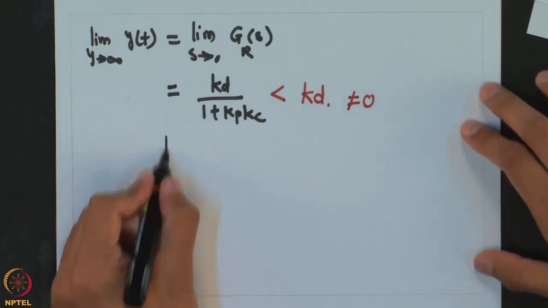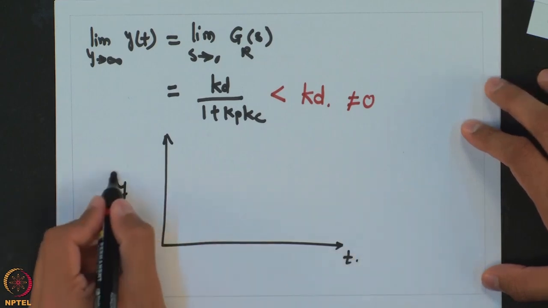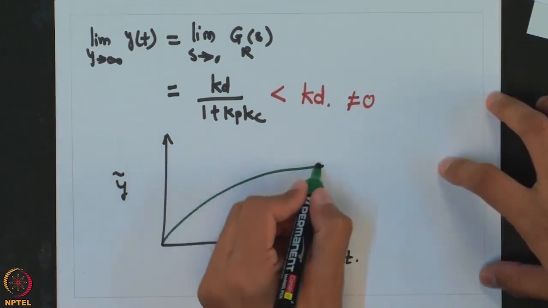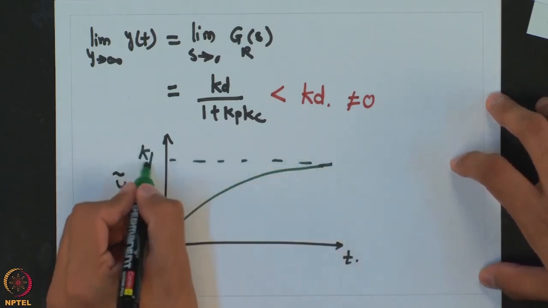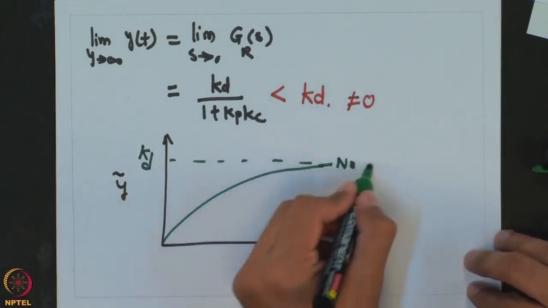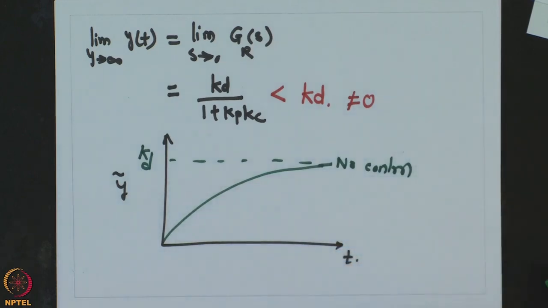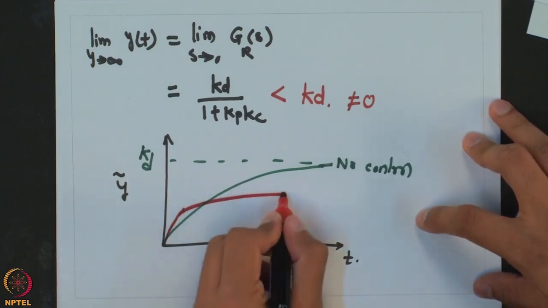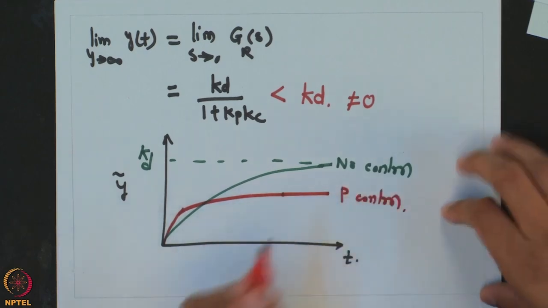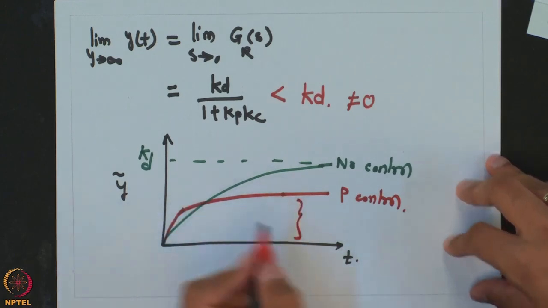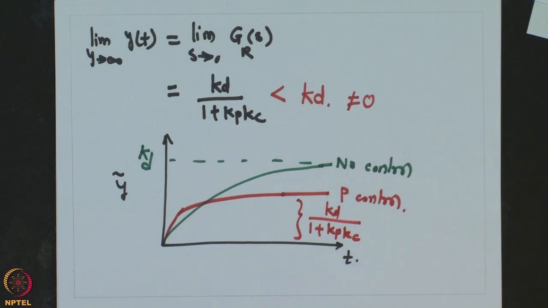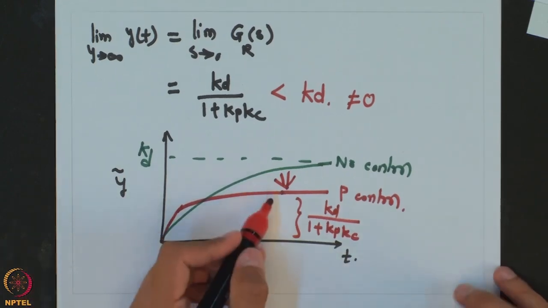So if I plot this response and compare it with the case when there was no controller, in that case the response was a simple first order reaching the final value of Kd. Now, in the presence of this P controller, the response is still first order, and we can even see that it is faster than this, and it will reach a value which is smaller than Kd by this factor 1 plus KpKc. So you can see that the proportional controller has started doing what it was supposed to do. It was supposed to bring this response close to the x axis. It has done that, but only partially.